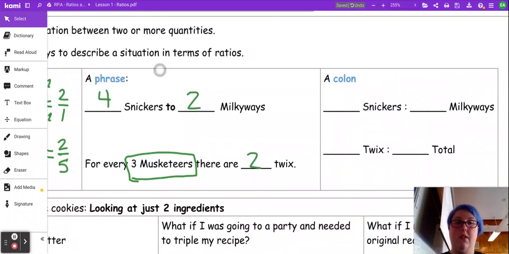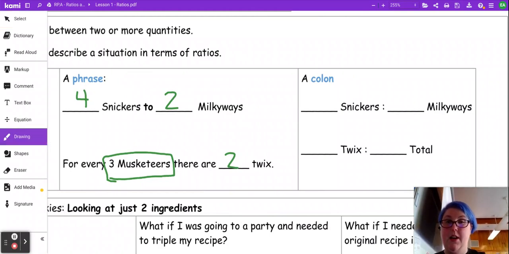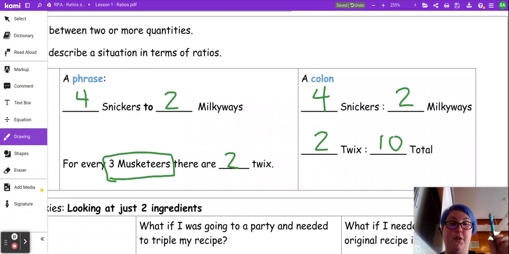So now, the colon, which instead of up and down, again, we're going to do side by side. So 4 Snickers, there are 2 Milky Ways. There are 2 Twix in our 10 total. So for every 10 candy bars, you're going to get 2 Twix. Every 4 Snickers, there's going to be 2 Milky Ways.